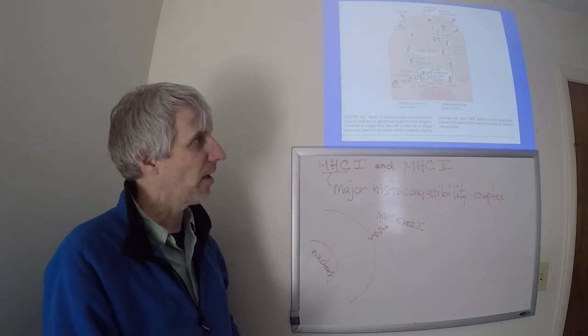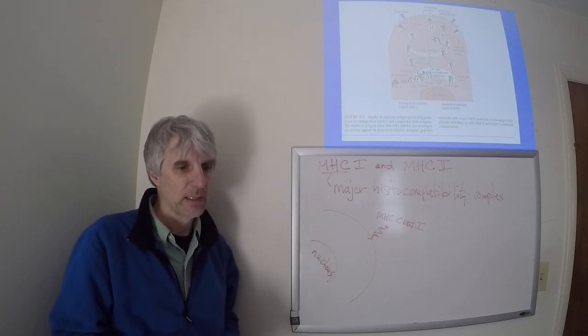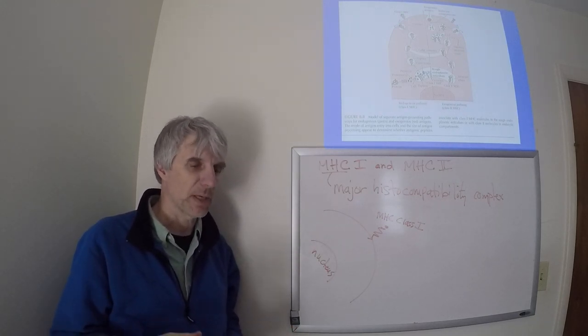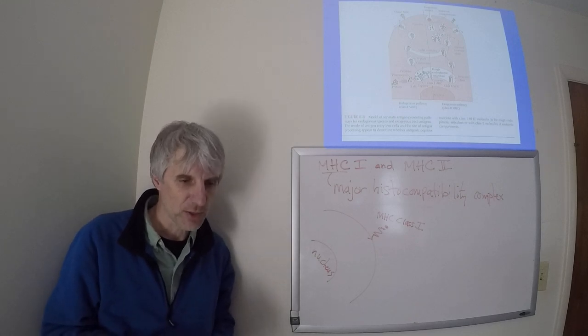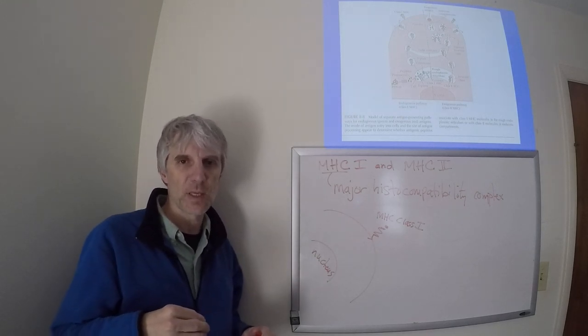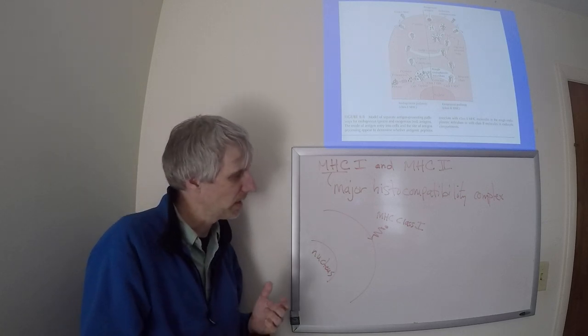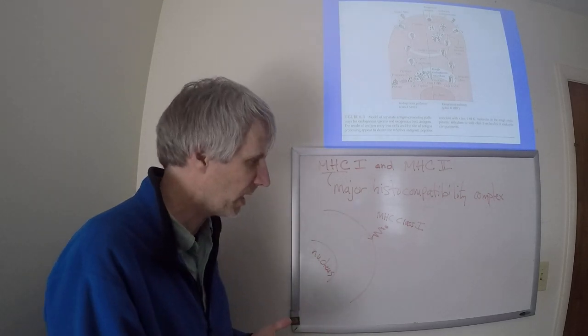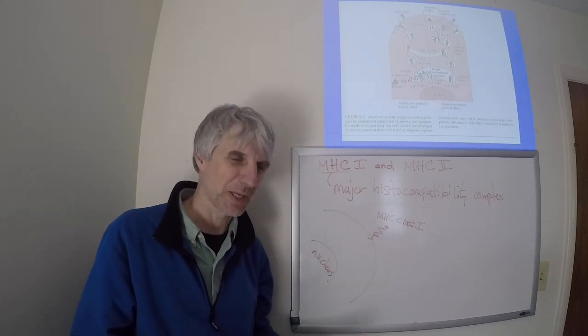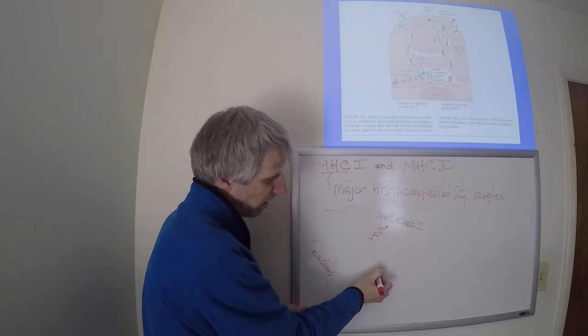Okay? Now, the class 1 endogenous pathway is an important pathway because there are many pathogens that, one of their tricks is to hide from the immune system by getting inside cells. Okay? Examples of this would be all the viruses. Okay? Viruses parasitize cells.